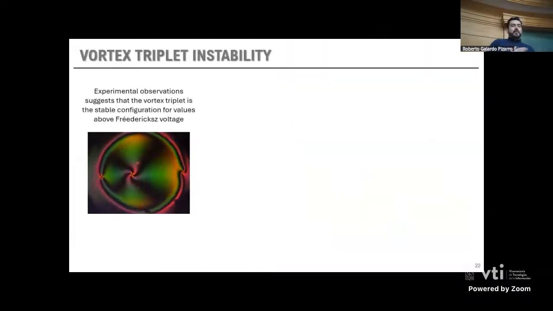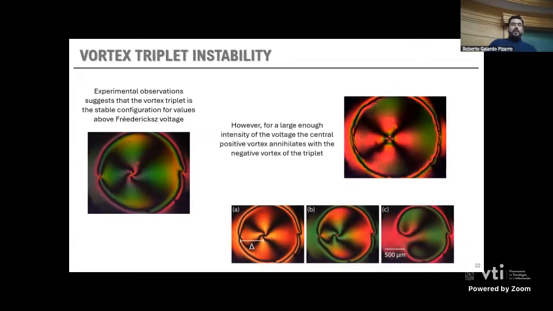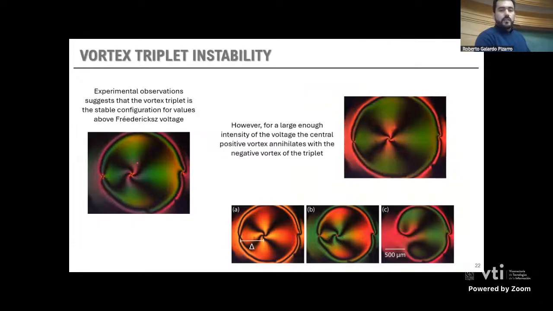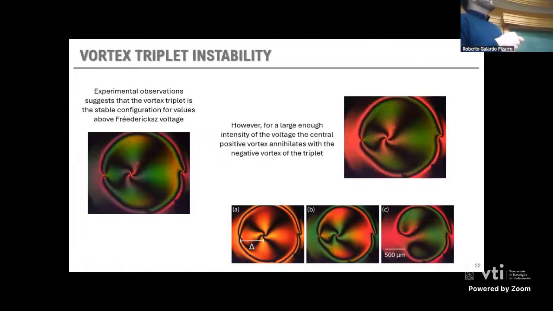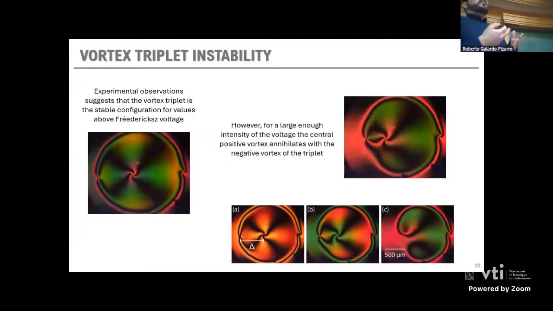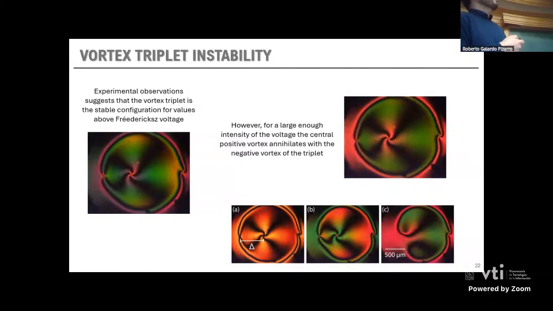Preliminary experimental observations suggested that the triplet was an unstable state of the system for values above the Fréedericksz transition. However, for a large enough intensity of the voltage, the central positive vortex annihilates with the negative vortex of the triplet. And so, after some minutes, in this case, the video is speeded up, after some half an hour, these two vortices will start to come together to each other, and then will annihilate because they have opposite topological charge.